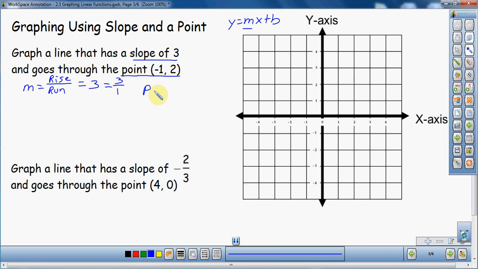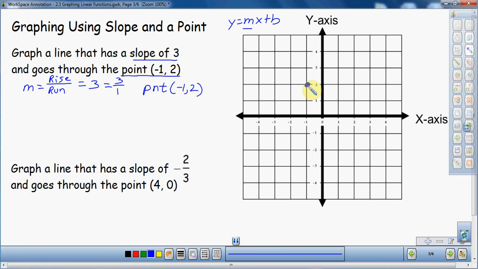And then I have a point. The point is negative 1, 2. Negative 1, 2. Where's my undo button? There it is. Okay, negative 1, 2. All right, so the first thing I actually want to do is find my starting point for this, which is the point negative 1, 2. So I'm going to start on my origin, go to negative 1, 2, x coordinate first, so negative 1, and then 2 for the y coordinate. So that's my starting point.